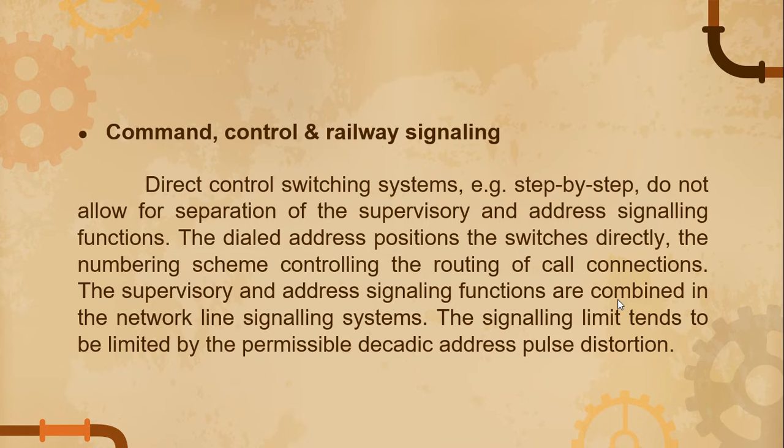The supervisor and address signaling functions are combined in the network line signaling system. The signaling limit tends to be limited by the permissible decadic address pulse distortion. So dito nakapaloob ang mga dapat nating pindutin upang makontrol yung signaling systems ng railways.